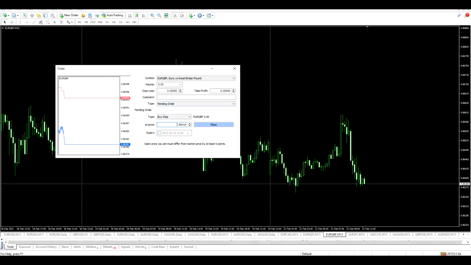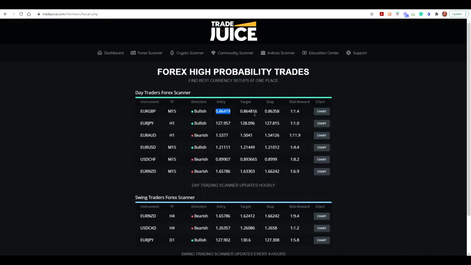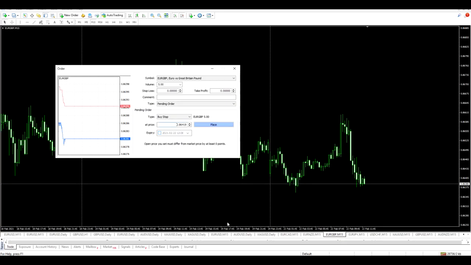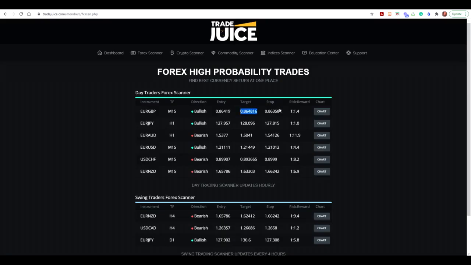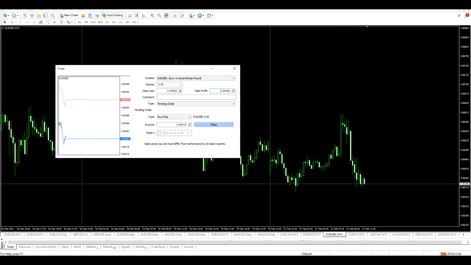I just put it in and now next I'm going to set my target and that's just a copy paste situation here. I put that into my take profit area and then I'm going to also do the same with my stop loss. So here we go. And there's my stop.